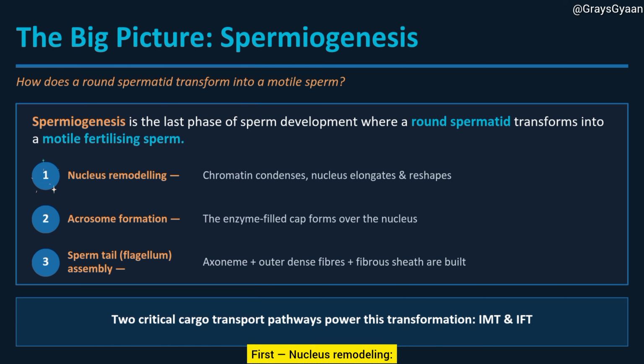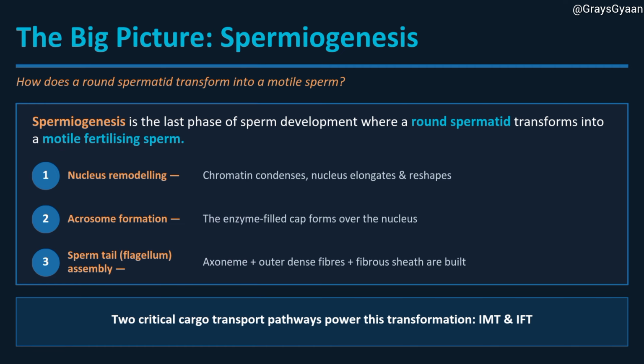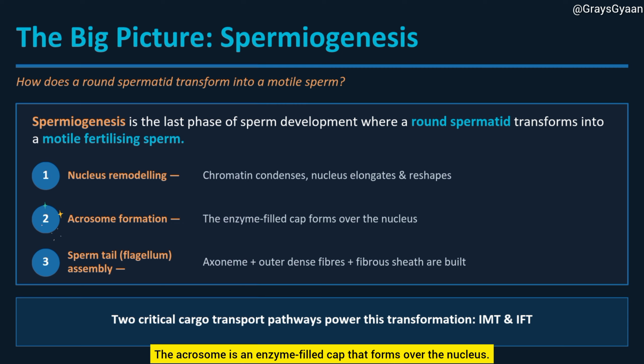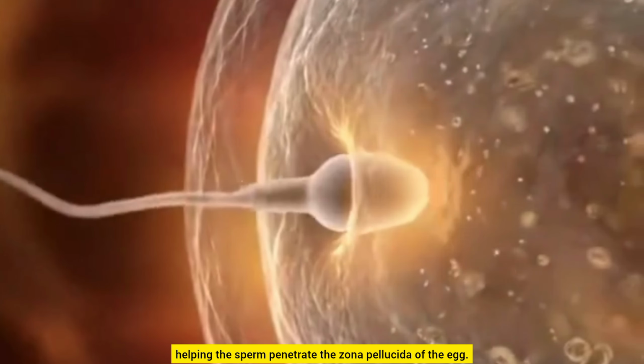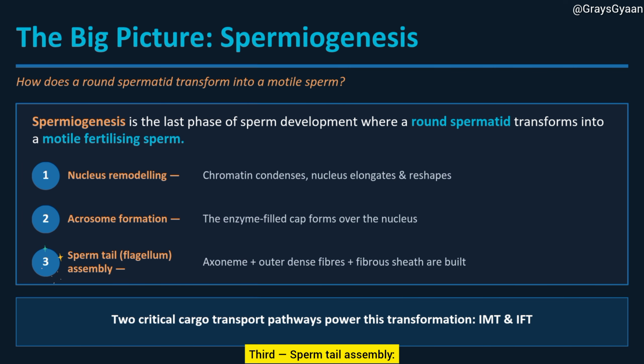First, nucleus remodeling. The chromatin inside the nucleus condenses, and the nucleus elongates and reshapes into the characteristic sperm head form. Second, acrosome formation. The acrosome is an enzyme-filled cap that forms over the nucleus. It plays a critical role during fertilization, helping the sperm penetrate the zona pellucida of the egg. Third, sperm tail assembly. The flagellum is built, including the axoneme, outer dense fibers, and the fibrous sheath.